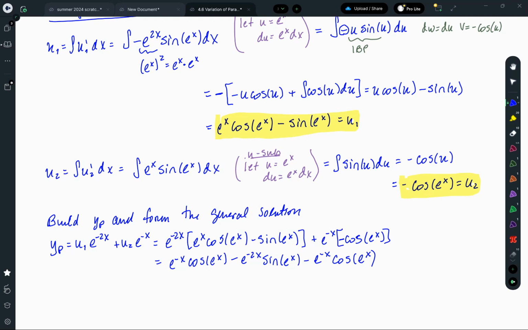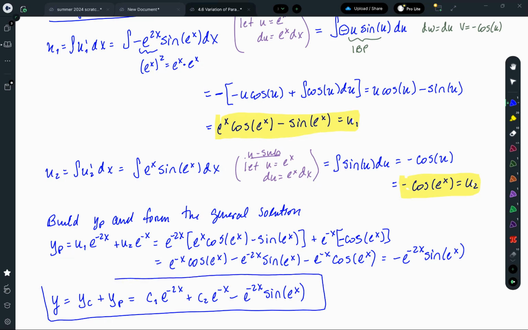So those e to the minus x's with the cosine of e to the x's, those go away, and we are left with y sub p is negative e to the minus 2x sine of e to the x. And then we can form the general solution, y, which is y sub c plus y sub p. That's going to be c1 e to the minus 2x plus c2 e to the minus x plus y sub p, which is minus e to the minus 2x sine of e to the x. And that is our final solution.